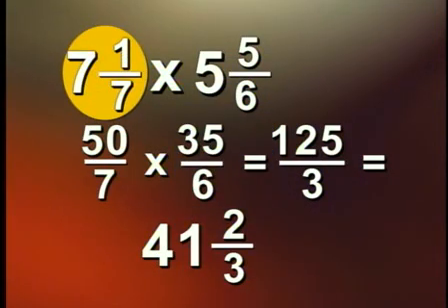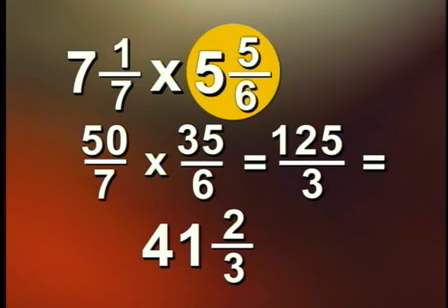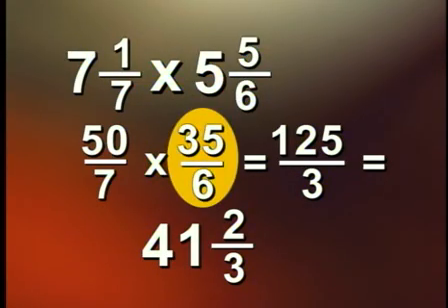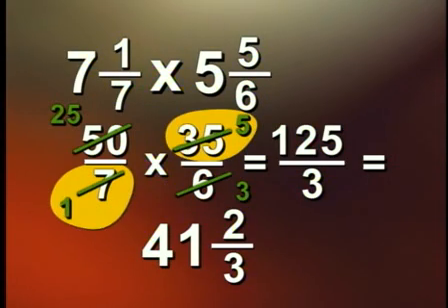Okay, let's see. The first thing we want to do is to change 7 1/7 to a fraction. That's 50/7. Then we're going to change 5 5/6 to a fraction. That's 35/6. The next step is to cancel. Notice we canceled the 50 and the 6 because they're both even numbers, we divided by 2. We have 25 and 3. 7 and 35 can be divided by 7, and we did that. We canceled and got 1 and 5.